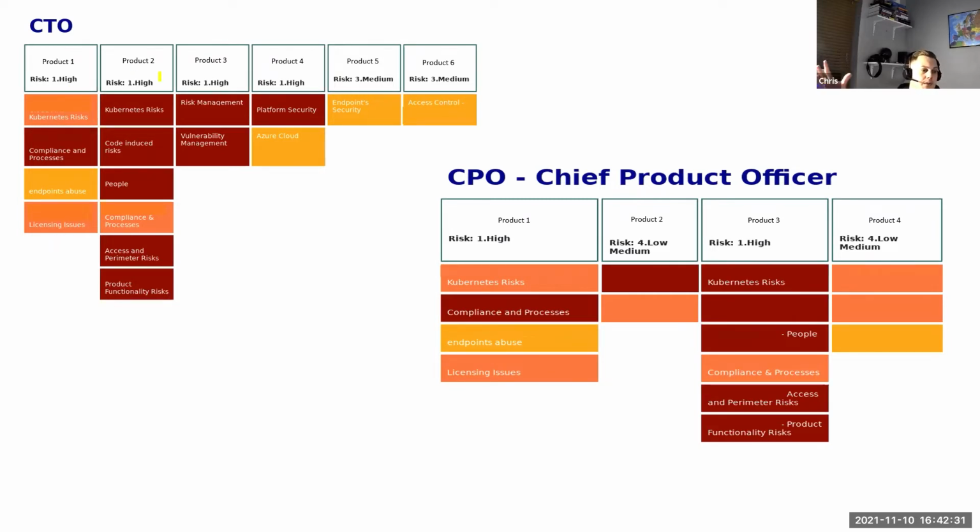So now a product owner or a business owner can go and look at their risks, and they can clearly see what the highest risks are associated to their role. We've also done the same for the CPO, so Chief Product Officer. So now people are made accountable for the risks that are associated to them.